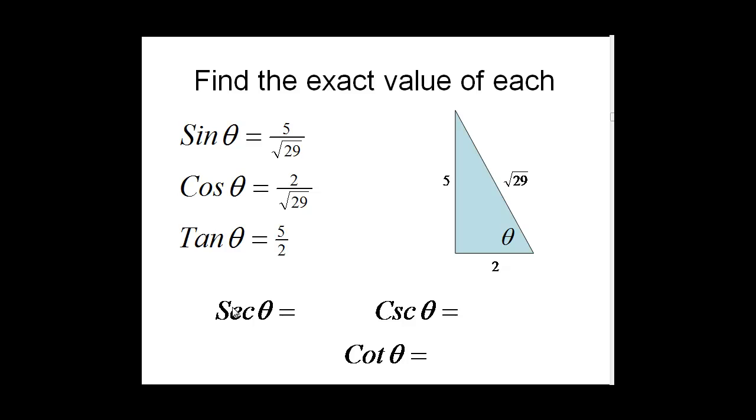Remember, secant was when we flipped over cosine. Again, if it starts with an S, it's the reciprocal of cosine. C's and S's go together. So just flip over this 2 over square root of 29. Gives you square root of 29 over 2. Cosecant, so if you flip over sine, since it starts with a C, it's the reciprocal of the S function, so cosecant is the square root of 29 over 5. Cotangent goes with the tangent function, flip it over, 2 over 5.